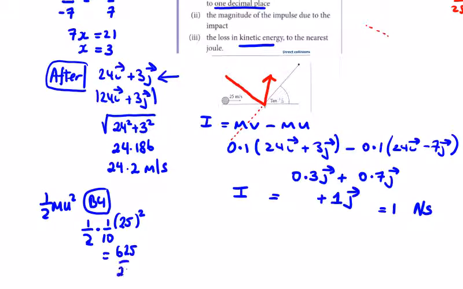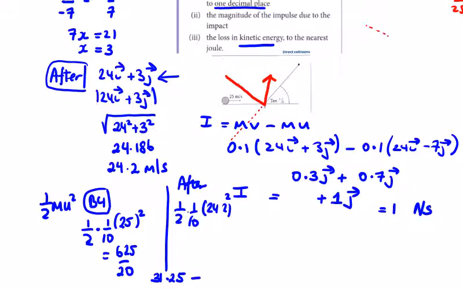I'll type that into a calculator in a sec, and then afterwards 1/2 by 1/10 by this 24.2 squared, so it's going to be decimalized. Let's work out both of these as decimals. The first one is 31.25, take away the second one, which is giving me 29.28, and to the nearest joule, we can knock off the hundredths, they're close to each other. 31 minus 29, which is 2 joules.